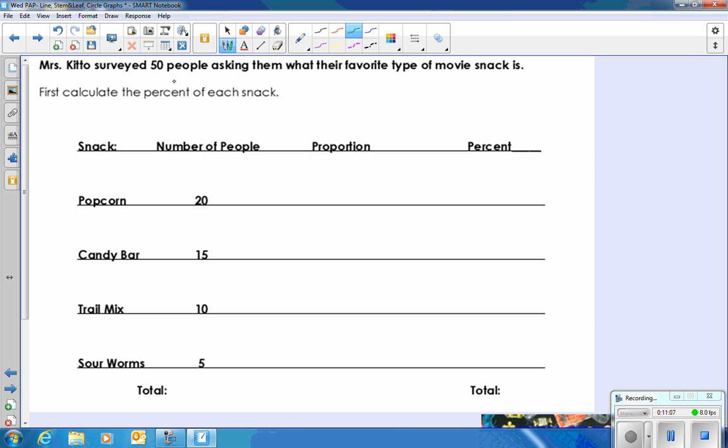This one says, Ms. Kiddo surveyed 50 people, asking them what their favorite type of movie snack is. So this is going to be your total. So when we look at this, 20 people asked for popcorn. So 20 people out of 50 people is what out of 100? Well, using your factors, this is times 2, so this should be times 2. So that's 40%.